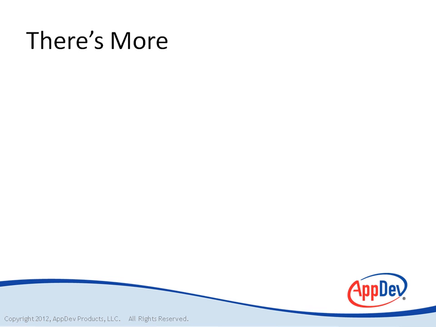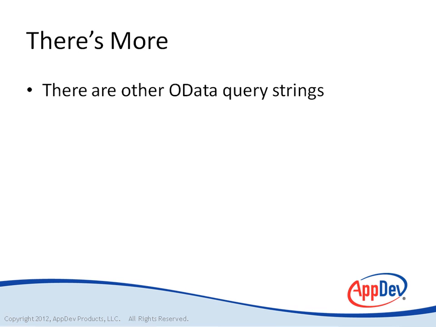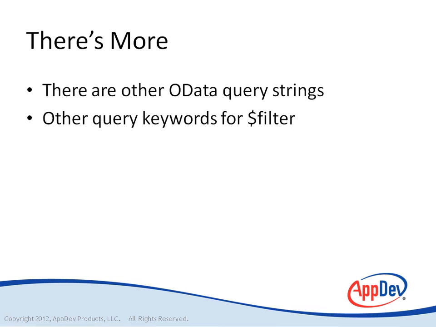There is more that you can do with OData besides just the things that I've shown you. These are just the most common things and the ones that lend themselves best to client-side filtering. There are, for example, other OData query strings. We covered a few keywords, but if you go to the OData website, you'll see there are many more query strings that you can use to do different things with your data. There are other query keywords for filter.